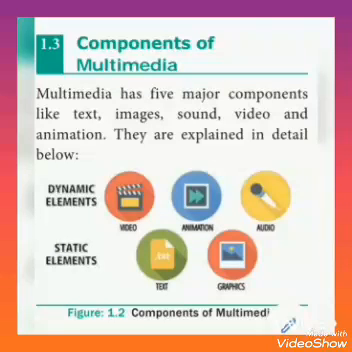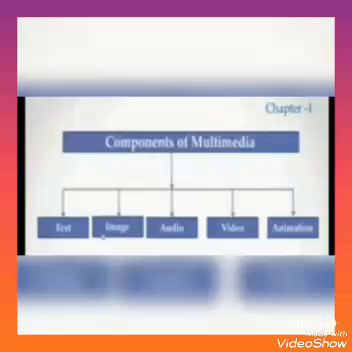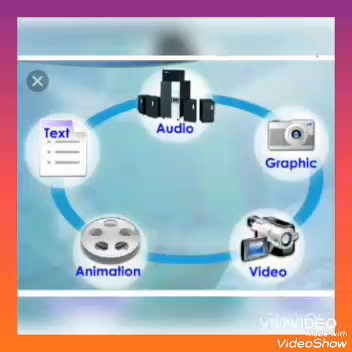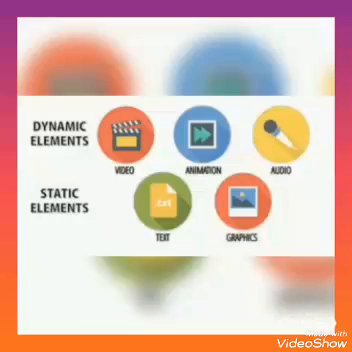Next, we will see the components of multimedia. Multimedia has 5 major components: text, images, sound, video, and animations. These 5 are the major components of multimedia. In this, we have 2 elements, static elements and dynamic elements. Static elements consist of 2, text and graphics, and dynamic elements consist of 3, video, animation, audio.